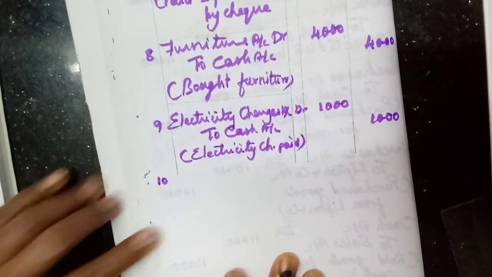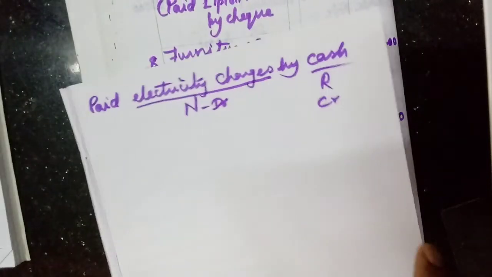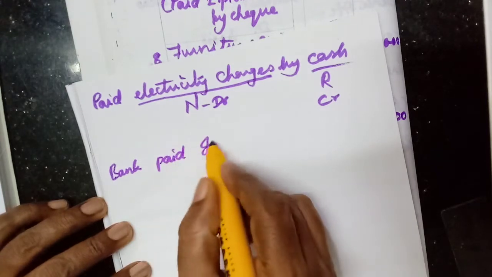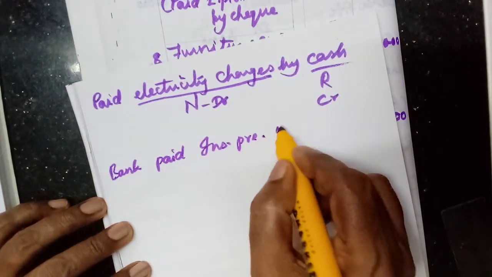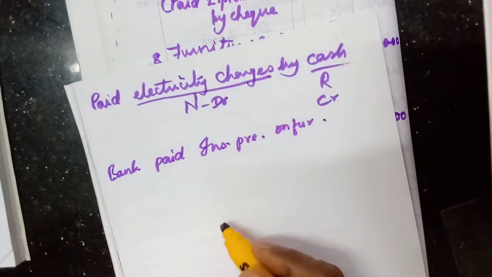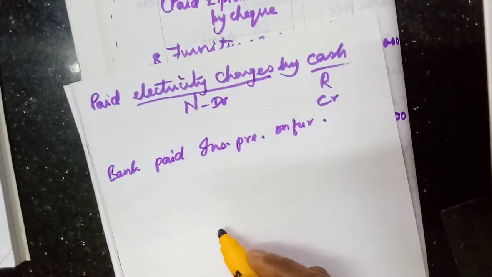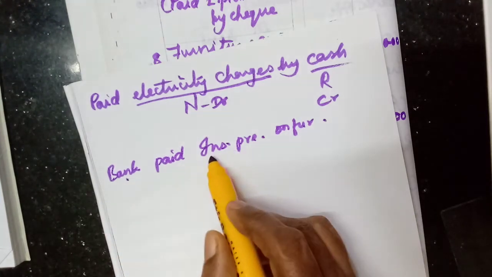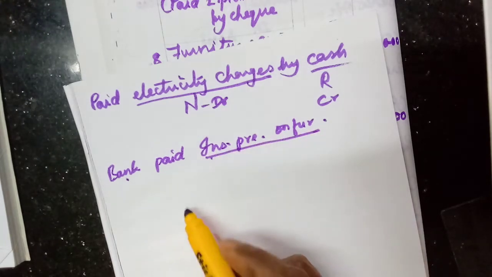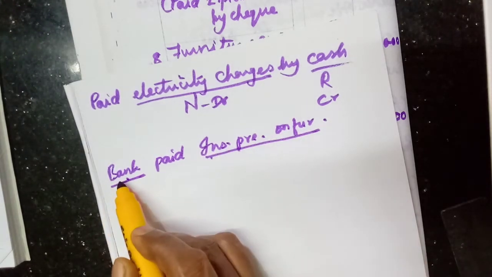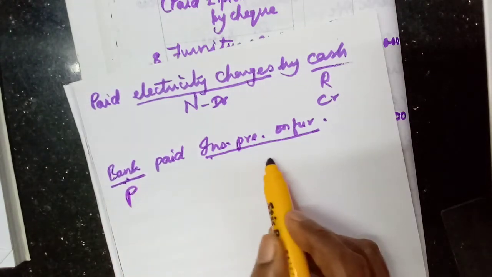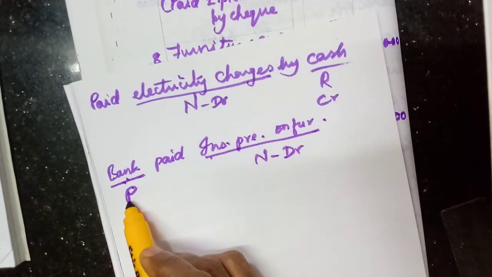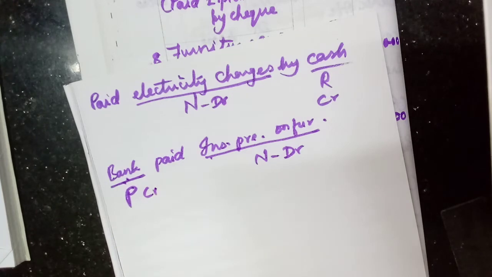So bank is paying. Bank paid insurance premium on furniture. As per standing instruction, the account holder can give one instruction for the bank to pay some of his expenses. The expense name is insurance premium on furniture. Who is paying? Bank. So this one personal account, here it is nominal account. It is an expense, so we need to debit. Here personal account, debit the receiver, credit the giver. Bank is paying, so we need to credit.